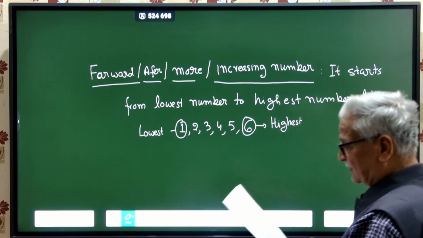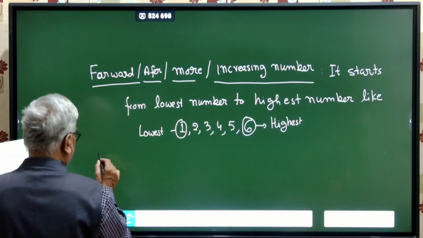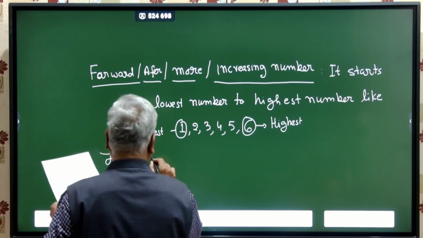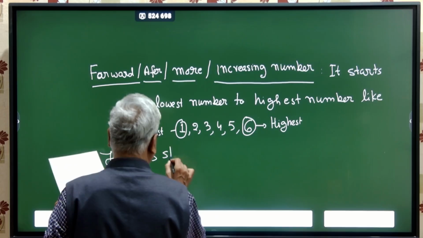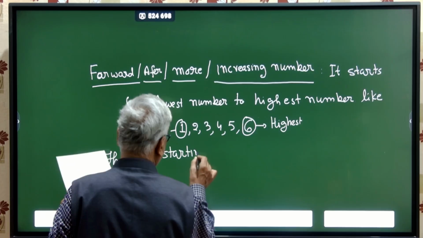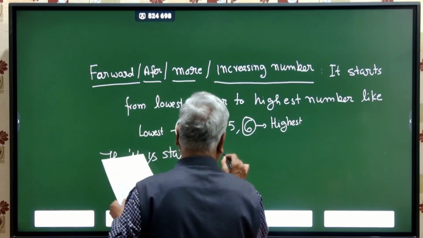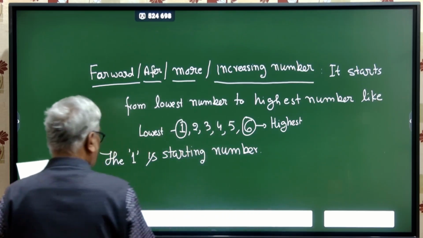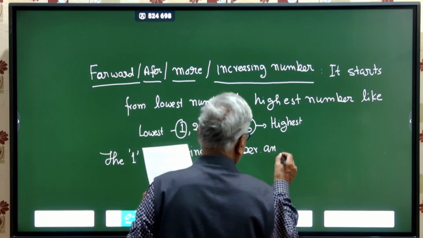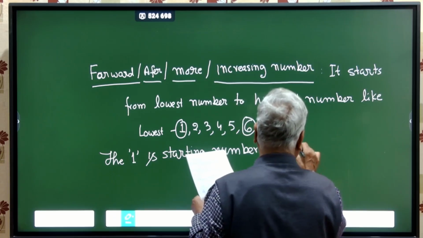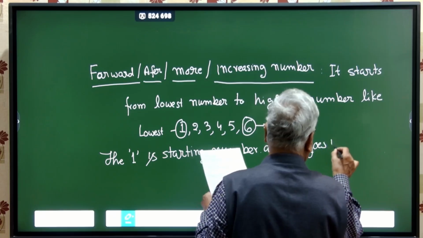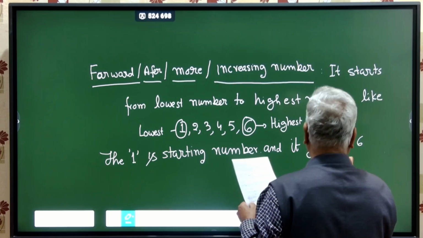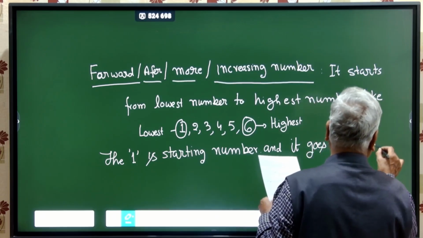Now, 1 is the starting point, 1 is the starting number, and it goes up to 6, the highest number.